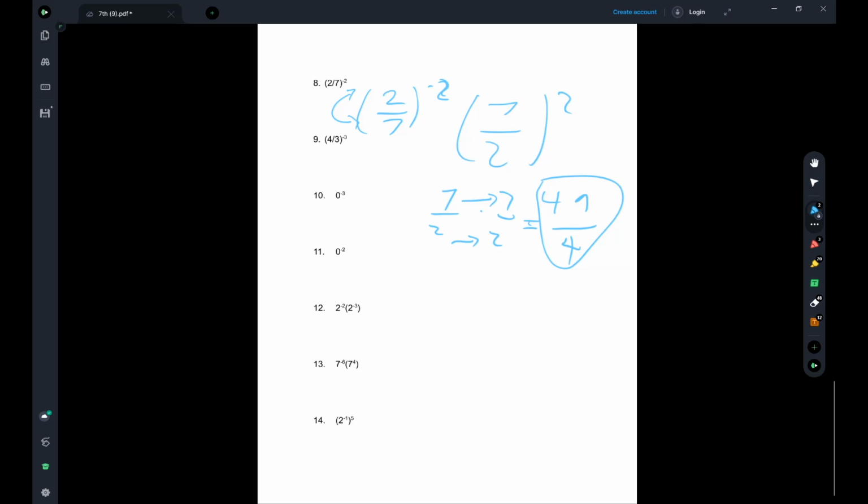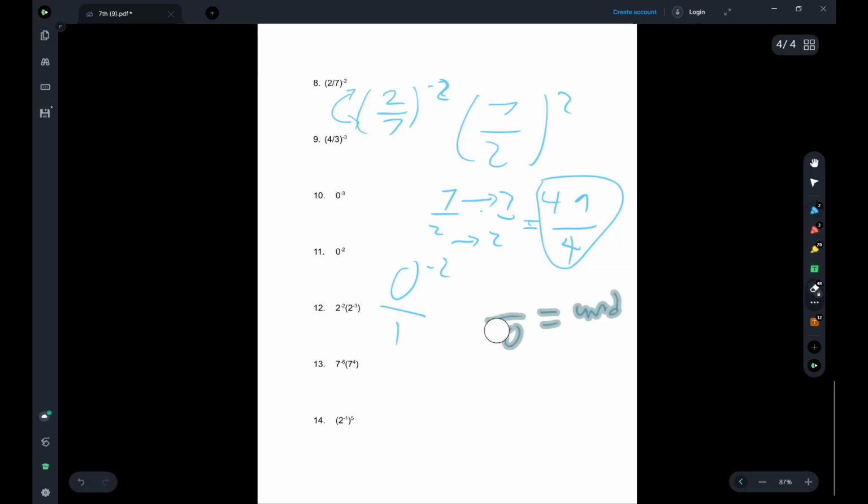Okay, let's try number 11. Number 11 is 0 to the negative 2. So the thing about finding a reciprocal, it would be the same thing as flipping it, but right now this 0 is 0 over 1. Why is that? Because anything divided by 0 equals undefined. That's just a general rule, that anything divided by 0 is undefined because you can't divide something by 0.